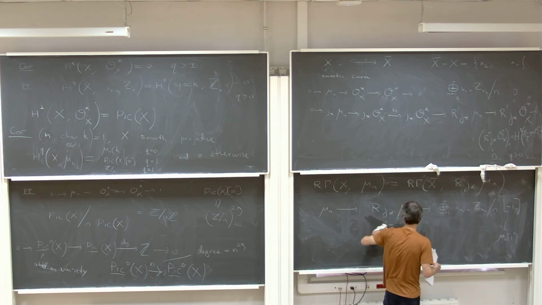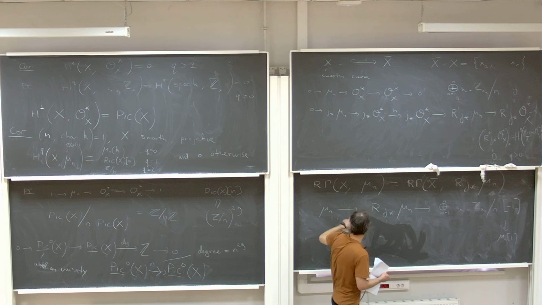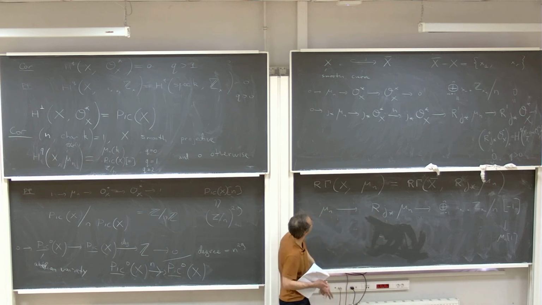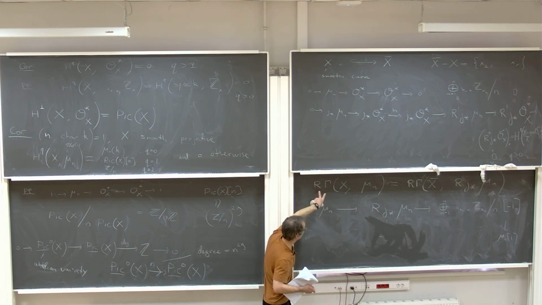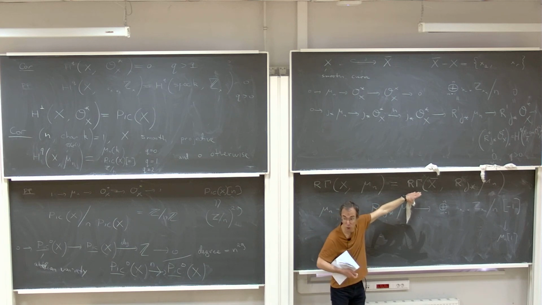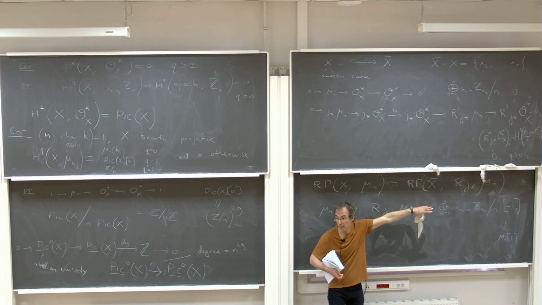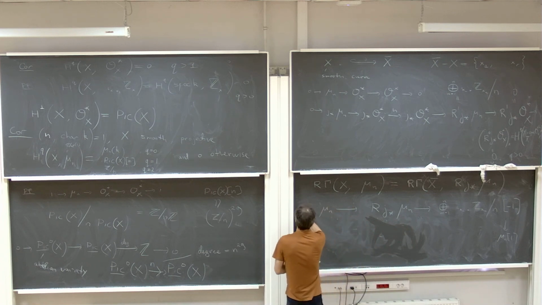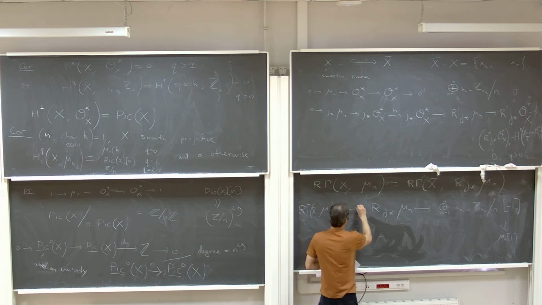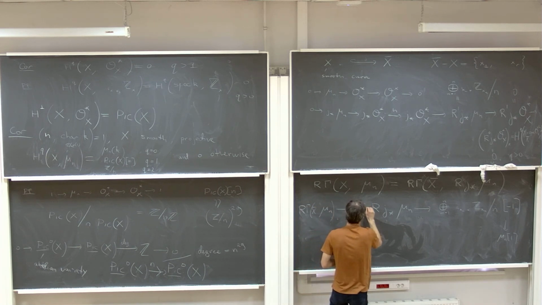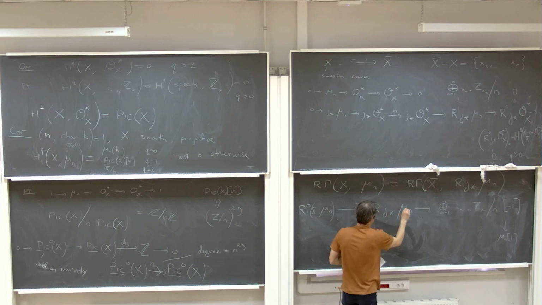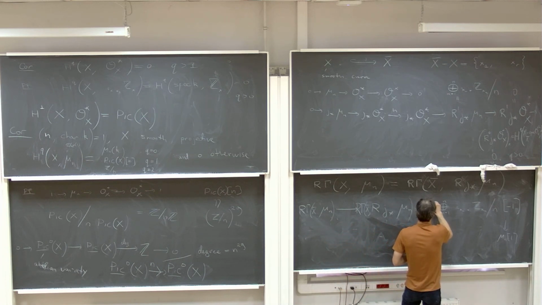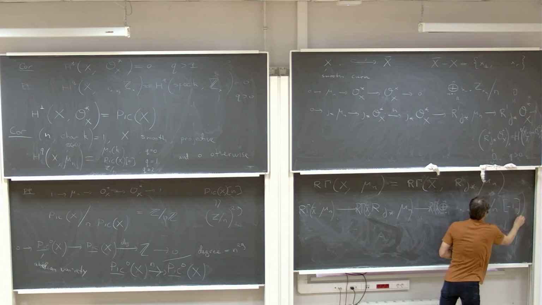And now every distinguished triangle gives rise to a long exact sequence of R gamma. So it goes under the derived functor to a distinguished triangle. So you take this triangle and you apply R gamma. You get still R gamma of x bar. Okay.